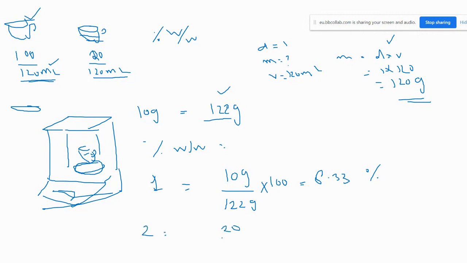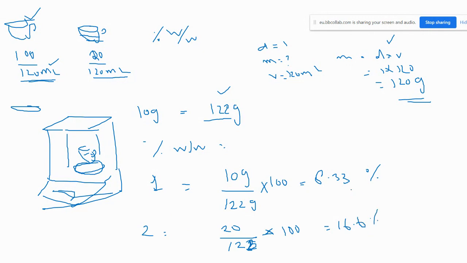It will be 20 divided by... suppose it is 125. Suppose even 122, you can say the same thing. Okay, forget about this one. So how much do you get when you multiply by 100? How much? 16.66. Okay.